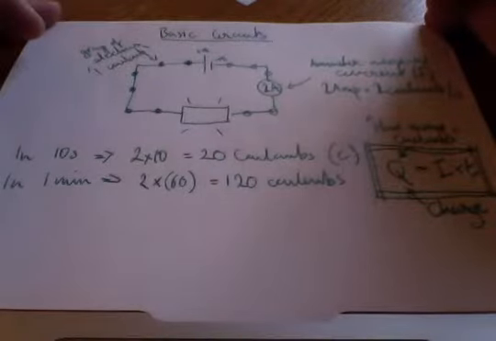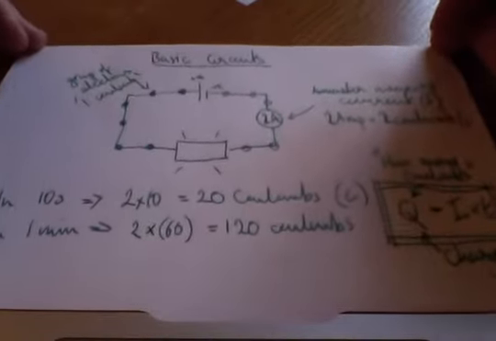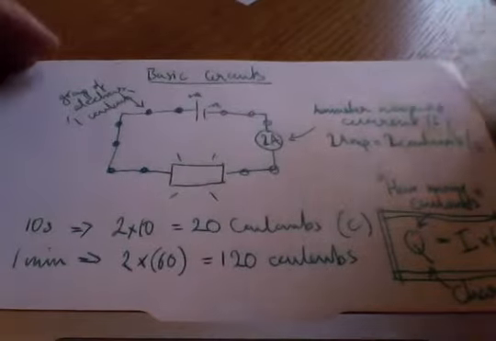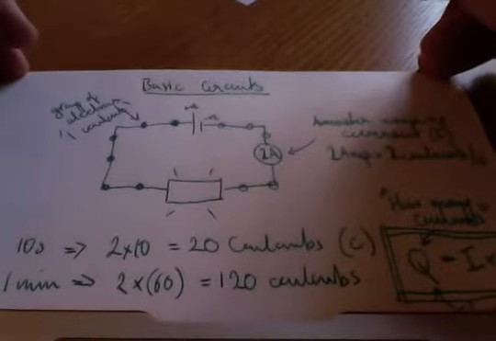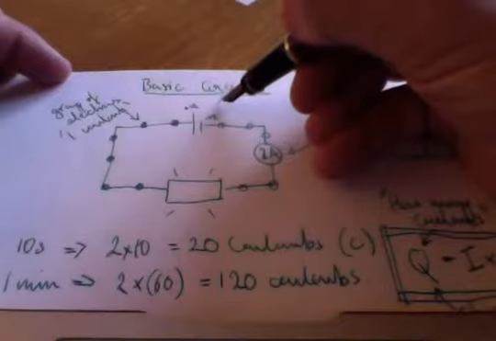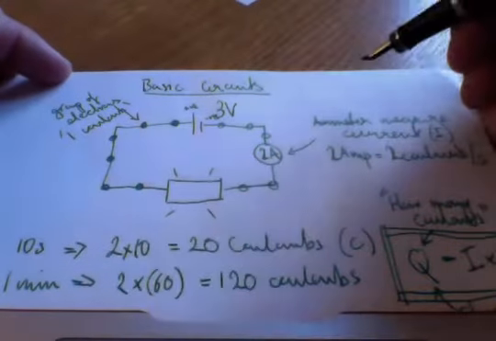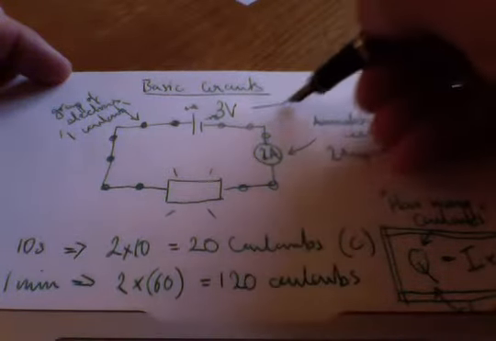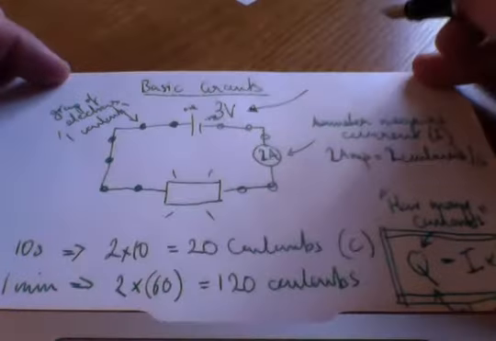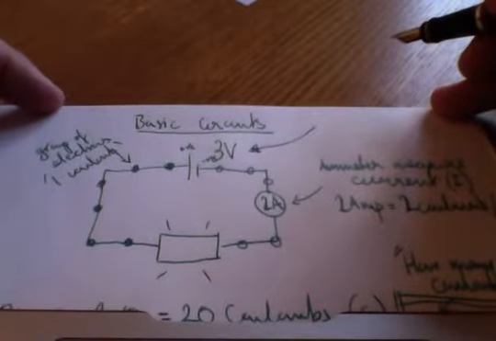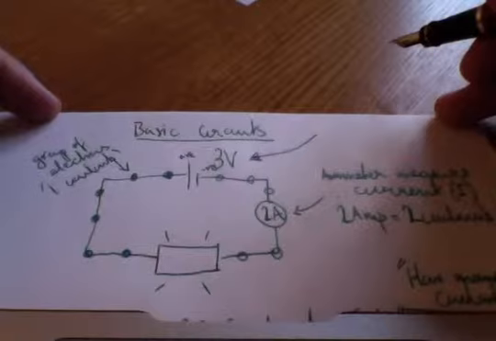Okay, excellent. Now let's look at the other component of a circuit, the next component is the voltage. Let's imagine I have 3 volts in there. What exactly do 3 volts mean? Well, 3 volts is telling you how much energy each of the coulombs takes.